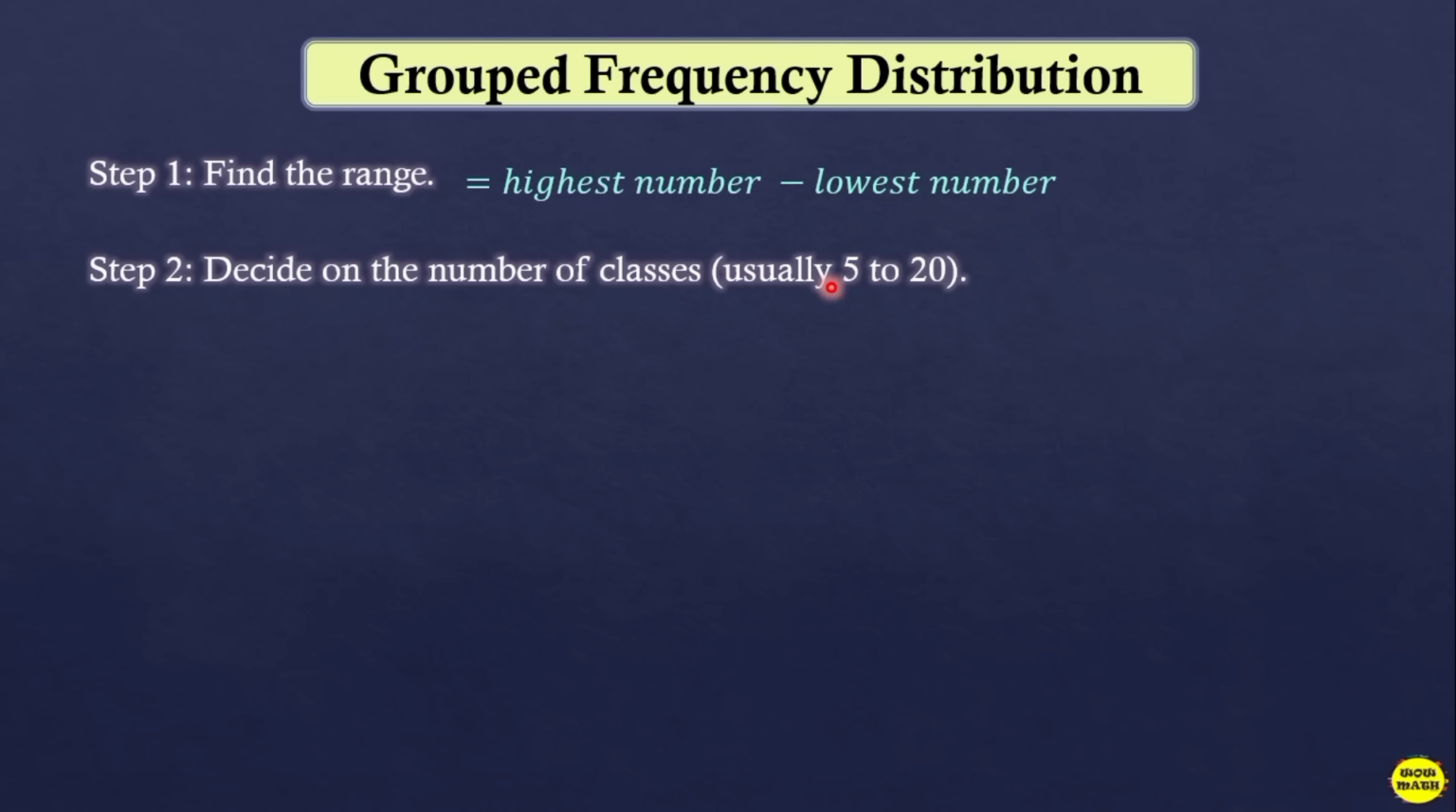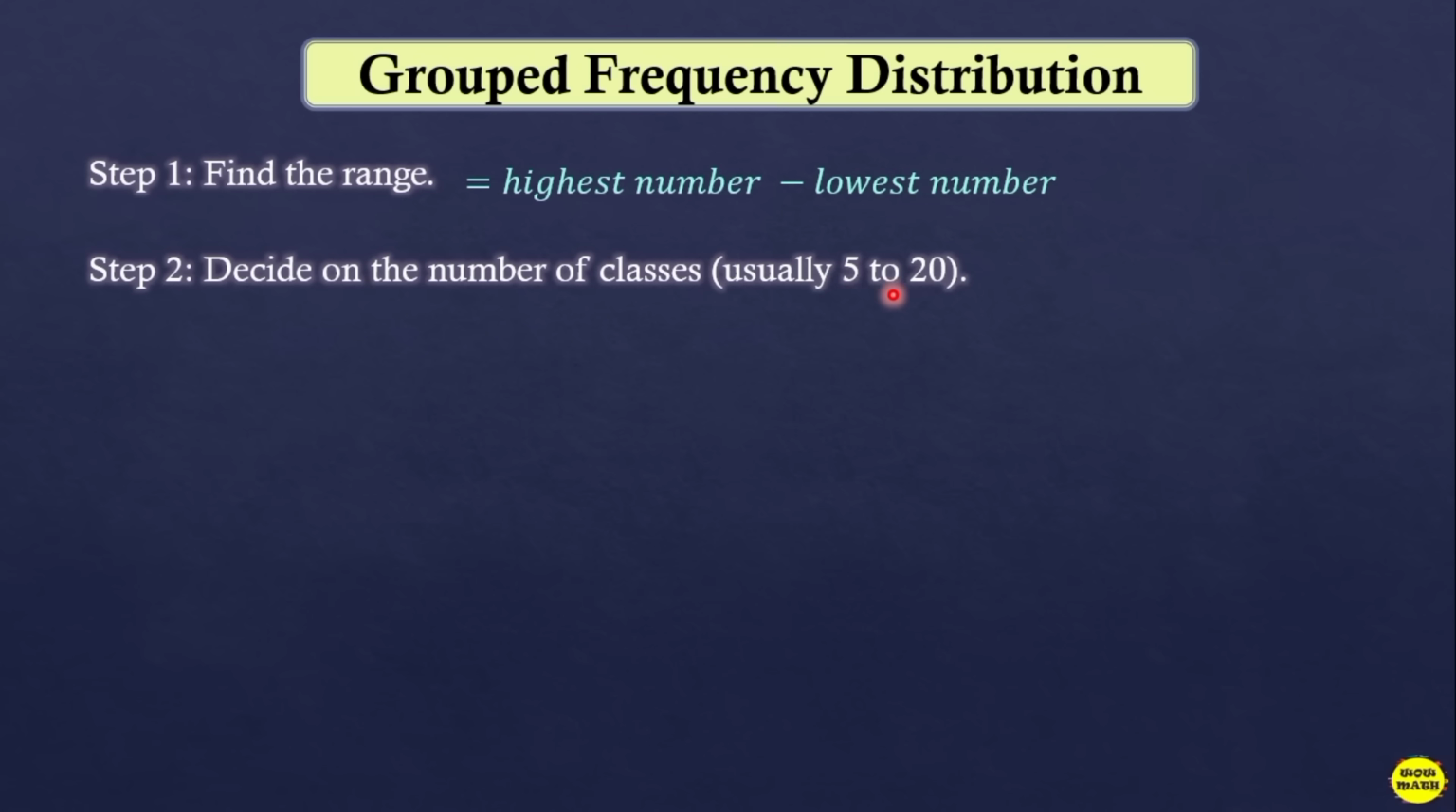Usually, it is from 5 to 20. So, pwede ka mag-decide kung anong ilang classes ang gusto mong i-create. Okay? Pero, most of the time, binibigay ito ni teacher. So, pag binigay ni teacher, like for example, construct frequency distribution table using 5 classes, 5 classes ang gagamitin mo. Pero kung hindi siya given, you may decide on your own kung ilan ang gusto mong classes.